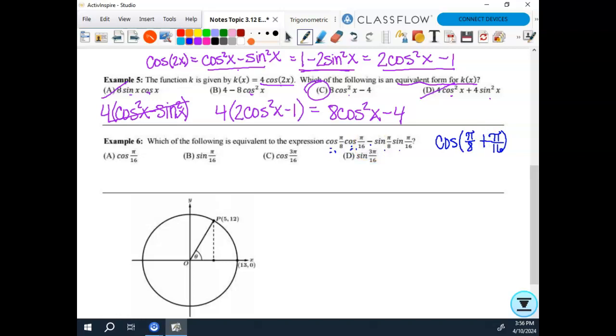Then I remember that if these two don't change, this sign does, so this should be plus. Then I have to know how to do fractions. So this is going to give me the cosine of 2 pi over 16 plus pi over 16, which is going to give me 3 pi over 16, which is D. If I had added these two and I had gotten sine of pi thirds, then I probably would need to also evaluate that. But since it's 3 pi 16ths, that's not one that you know, and that's totally fine. Okay?